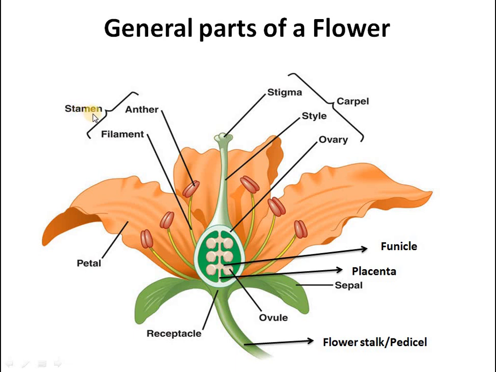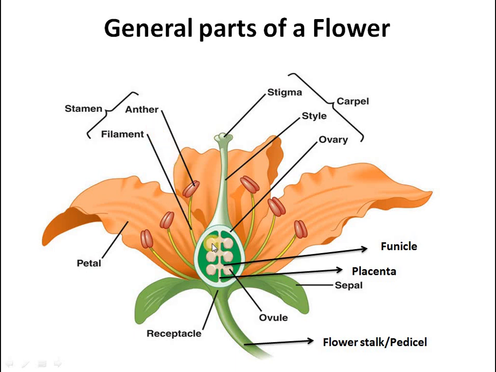These are called stamens, which include the anther and filament. The structures are labeled here in the diagram. On the other hand, the female reproductive organs consist of stigma, style, and ovary, which are labeled in the diagram. The stigma is the first part, then there is a tube-like structure called the style, which ends in the ovary, which contains ovules. These ovules contain the female gametes, while the anther contains pollen, which contains the male gamete.